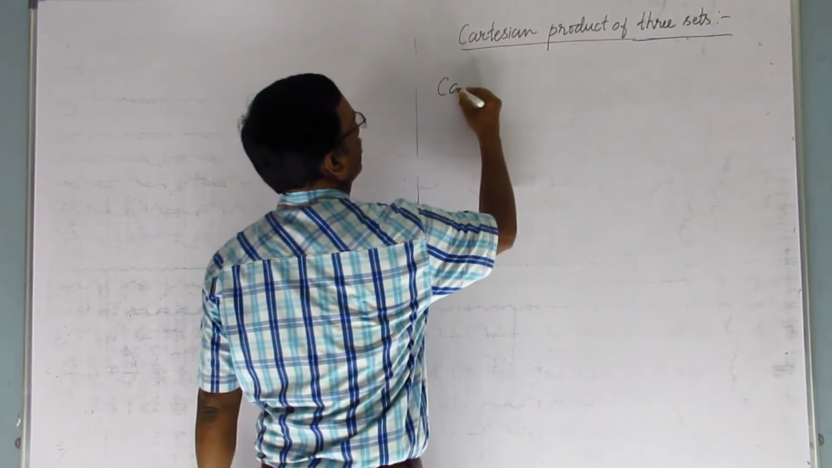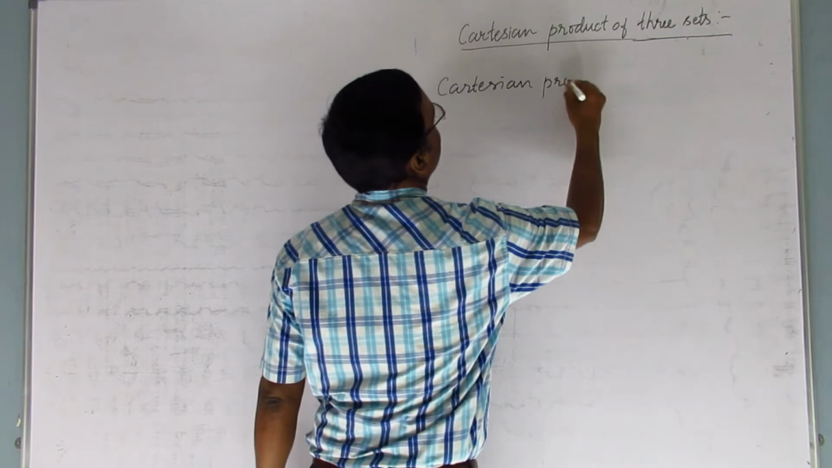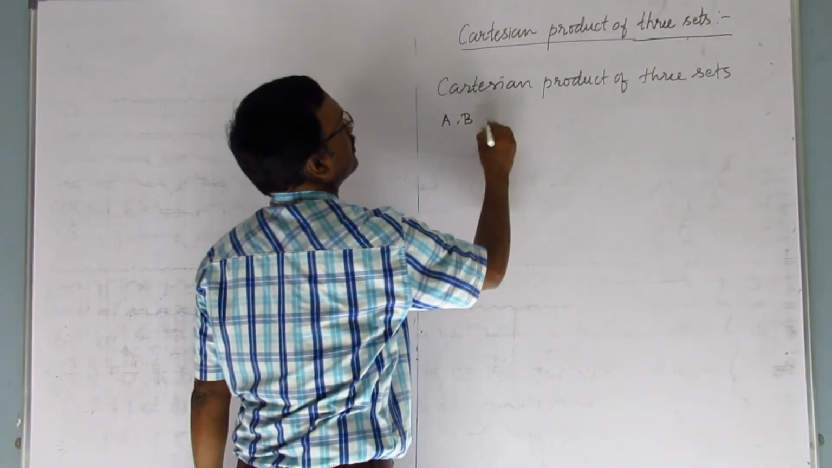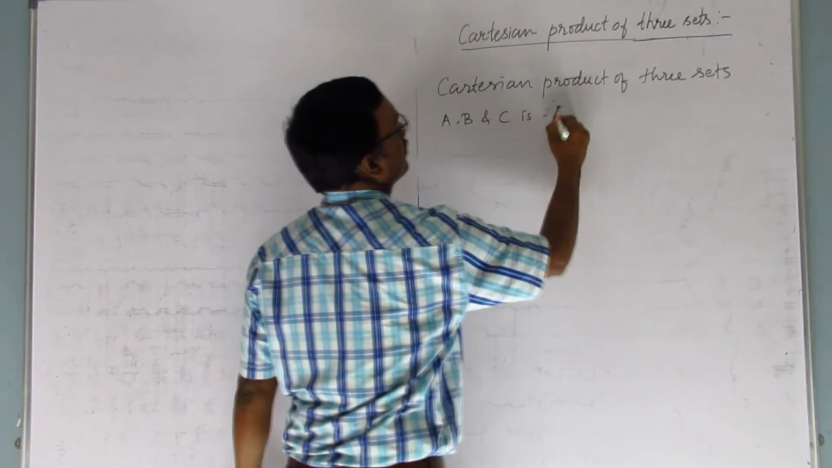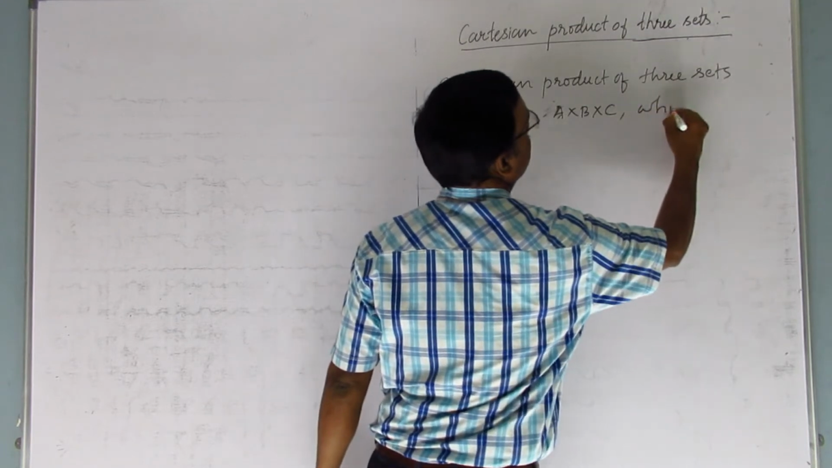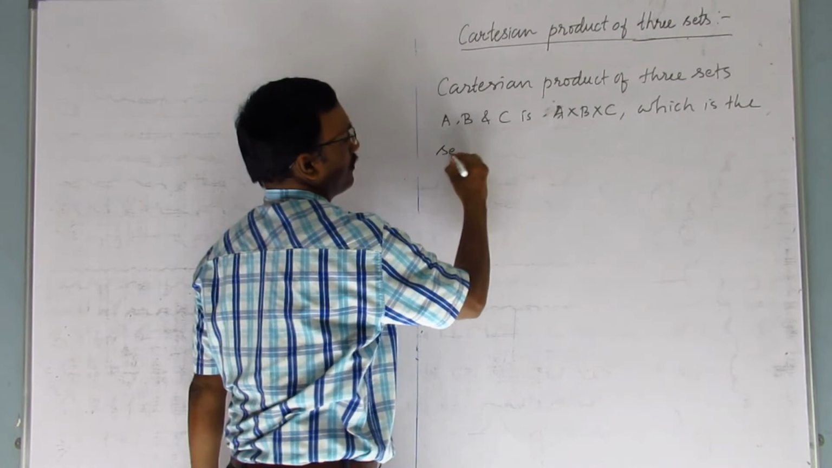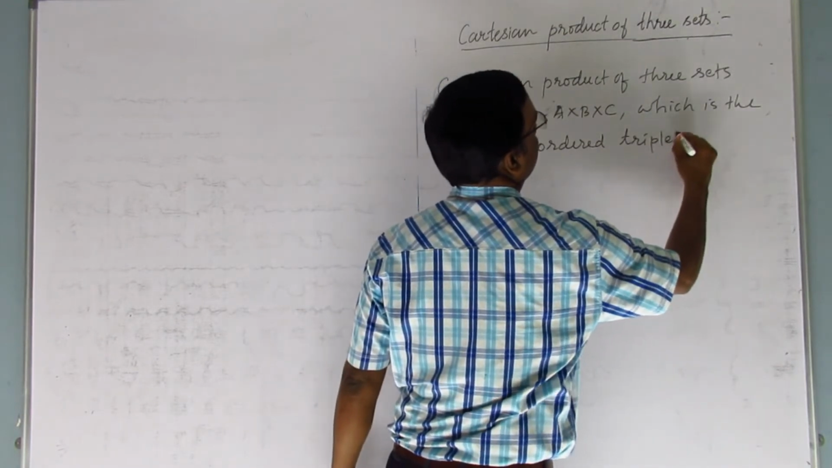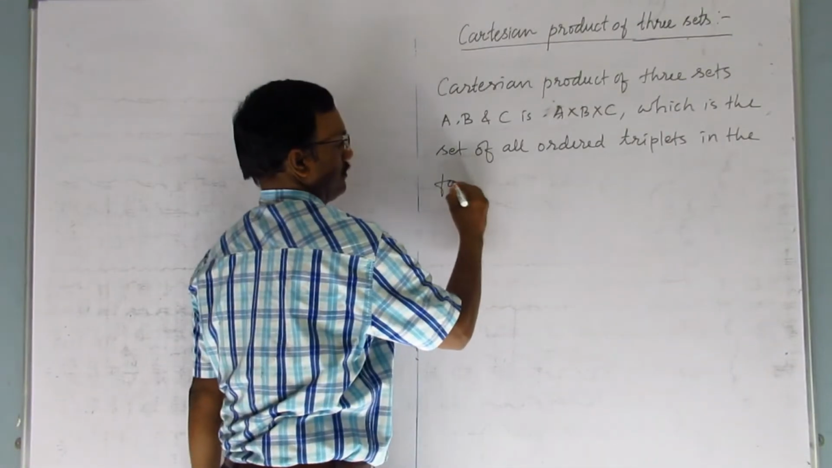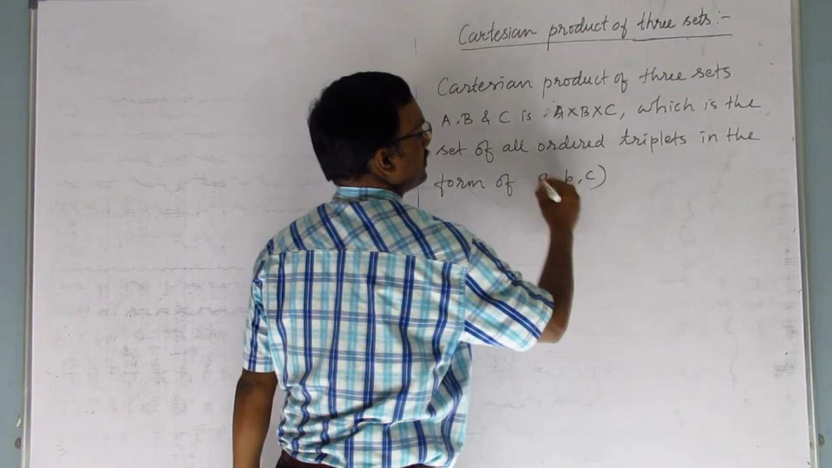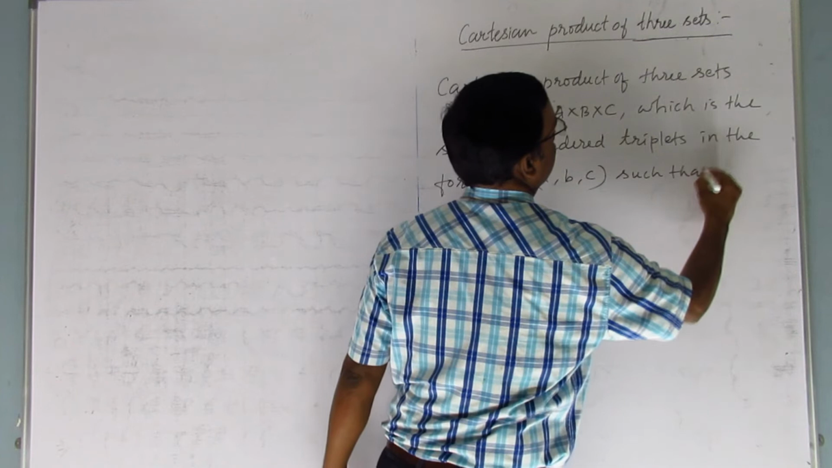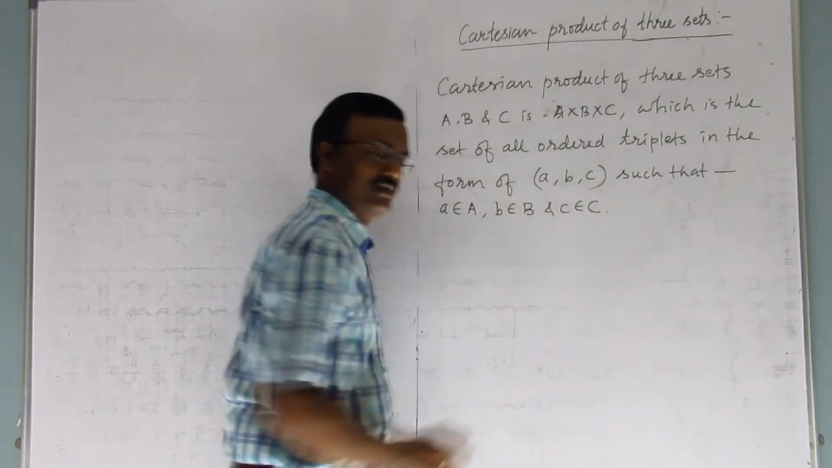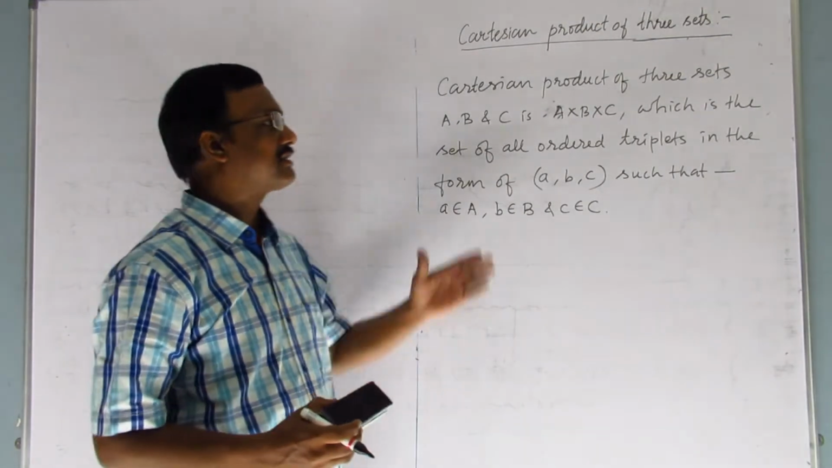Okay, so the Cartesian product of three sets A, B and C is A cross B cross C, which is the set of all ordered triplets in the form of (a, b, c), such that a belongs to set A, b belongs to set B, and c belongs to set C. So this is, you can say, the definition and the meaning of ordered triplet, self-explanatory students.